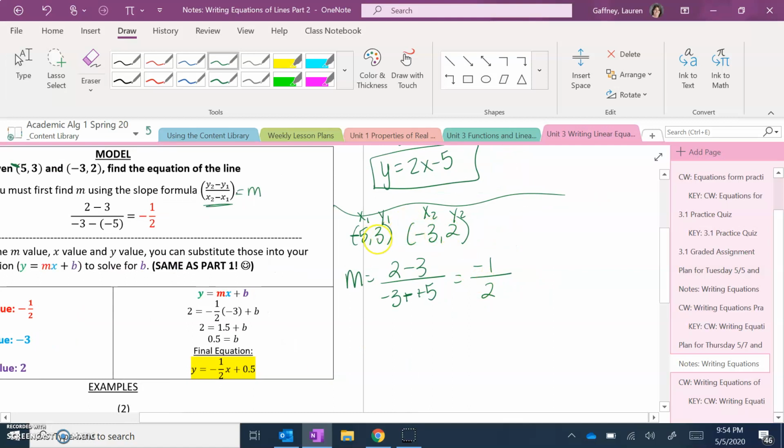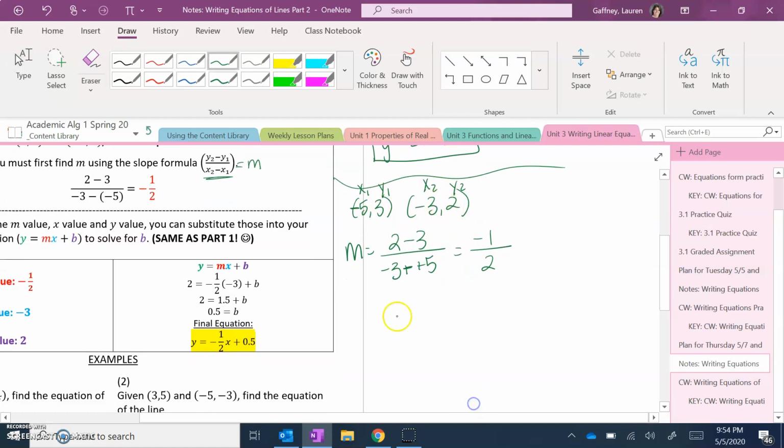It doesn't matter which one. You could pick either one. Just if you pick this, make sure you use both the x and y from this point. If you use this, use both the x and y. Don't try and use this x and this y. Okay? So I'm going to use this second ordered pair. It really doesn't matter. So my y is 2. y equals mx plus b. My m is -1/2. My x is -3, and then plus b.